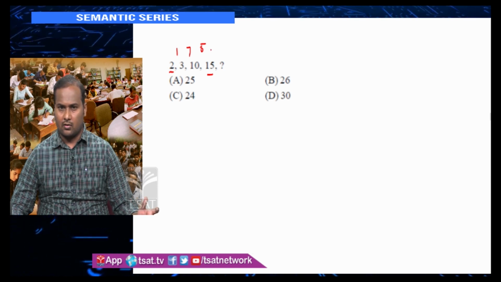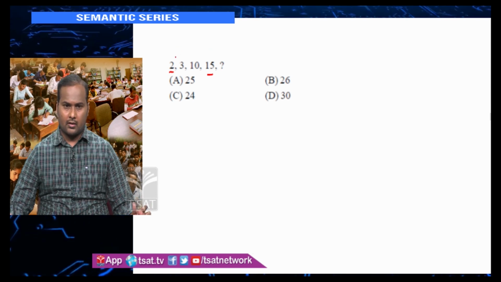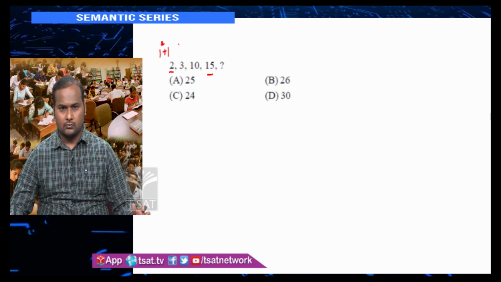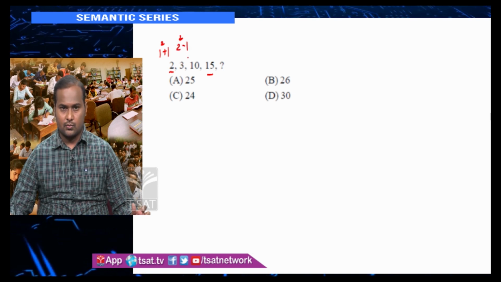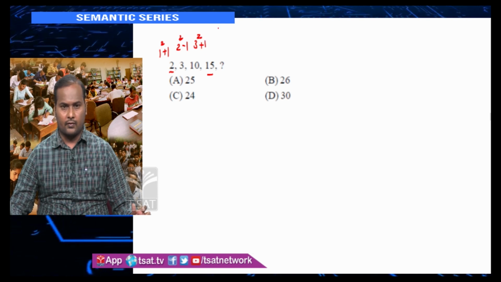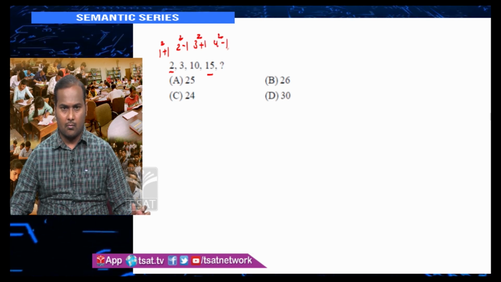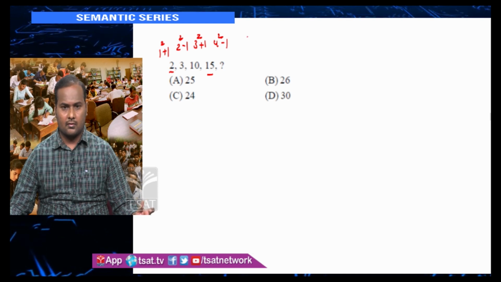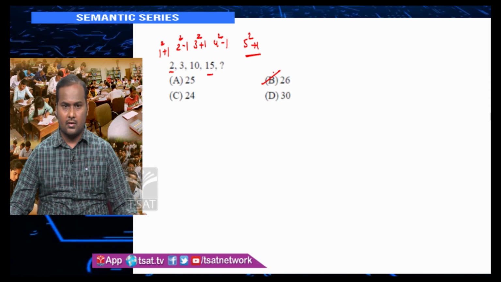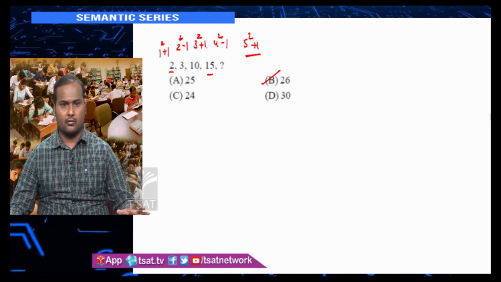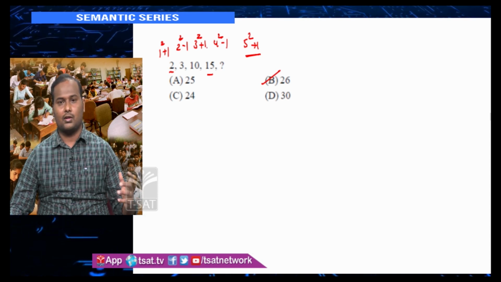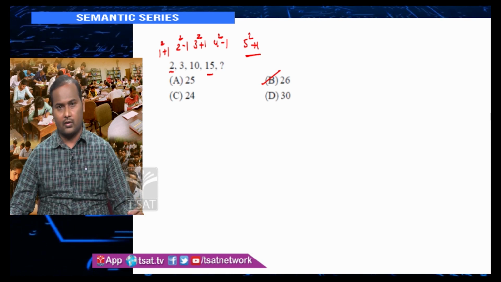So when you are not getting anything with the difference, check with squares and cubes. I can write 2 like 1 square plus 1. 3, 2 square minus 1. 10, 3 square plus 1. 15, 4 square minus 1. So what will be your answer? 5 square plus 1, so your answer will be 26. See the format here, it is a square format only. So you just keep in mind all the squares and cubes and the values near the squares and cubes, then it will be very, very helpful in the exam.